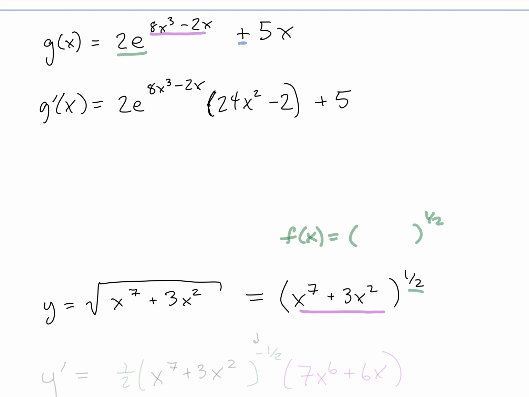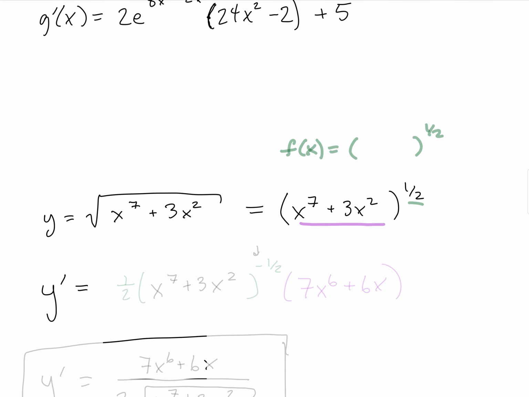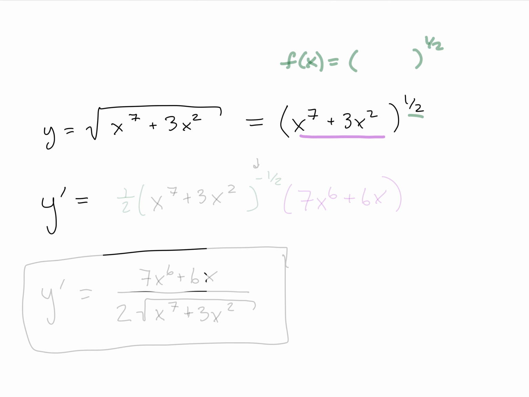So now let's take this derivative. Y prime is, when we take the derivative of something raised to the 1/2 power, we have 1/2 times that thing inside raised to the negative 1/2 power. So we brought down the exponent and we're going to leave the inside alone, and then we're going to decrease the exponent by 1. So 1/2 minus 1 is negative 1/2. Leave the inside alone, x to the 7th plus 3x squared.